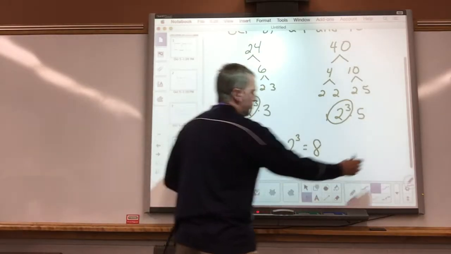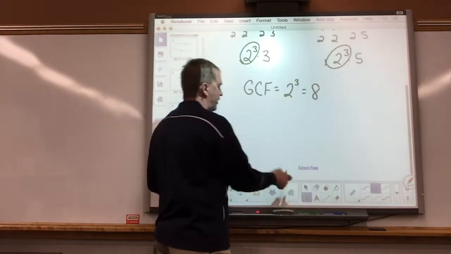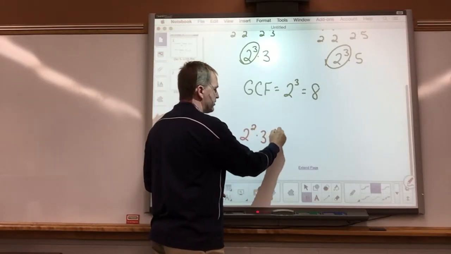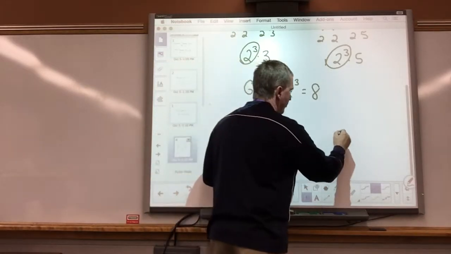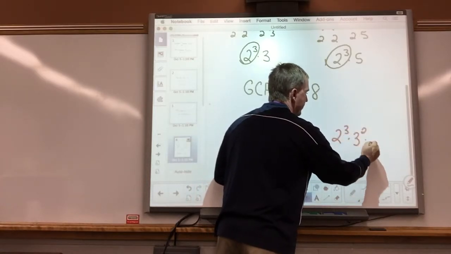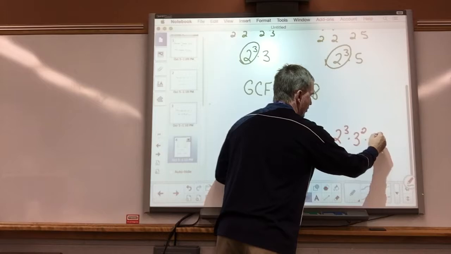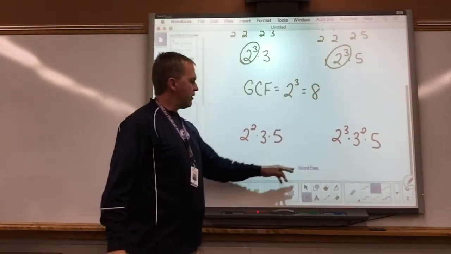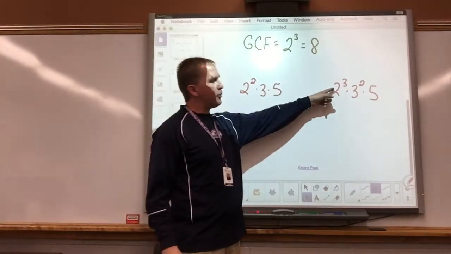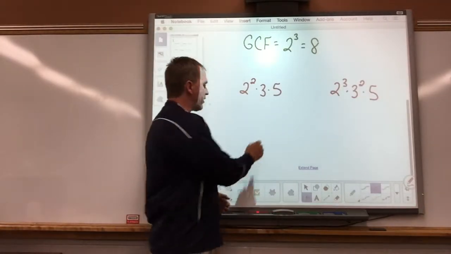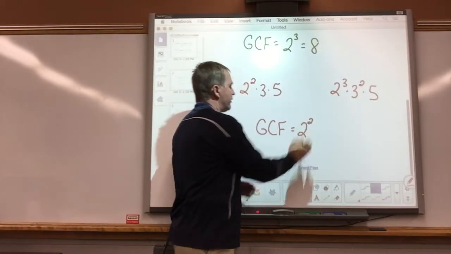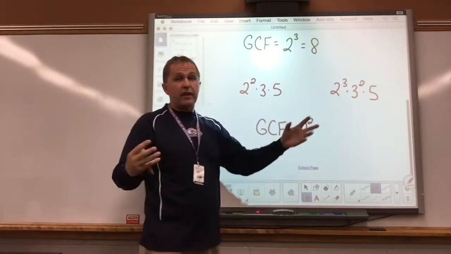Let's say that we got down to the bottom of our factor trees here, and let's say we had something like 2 to the second times 3 times 5, and over here we had 2 to the third times 3 to the second times, we'll go with a 5 here. What would make up our greatest common factor? In this case, we have 2 2s, and here we have 3 2s, but the number of 2s they have in common would simply be 2 2s. This one has 2, this one has 3. They have 2 in common.